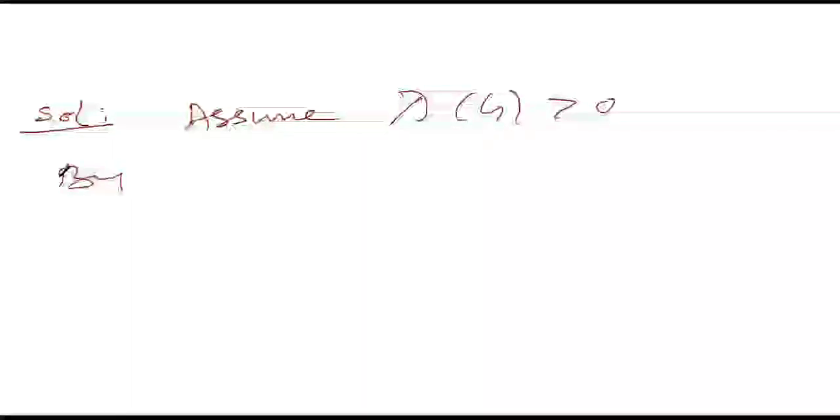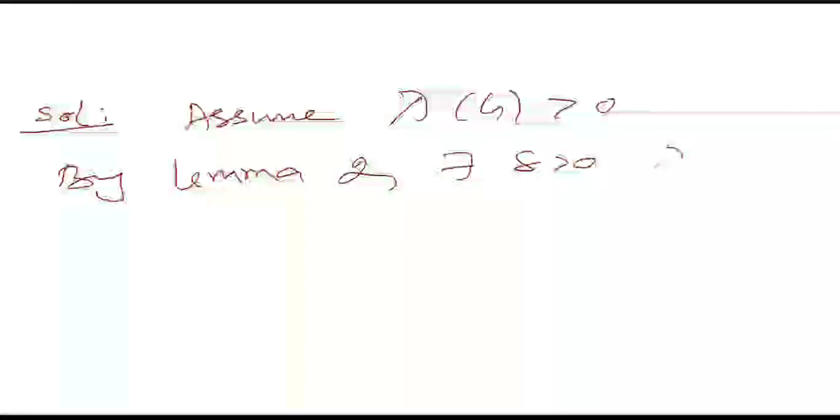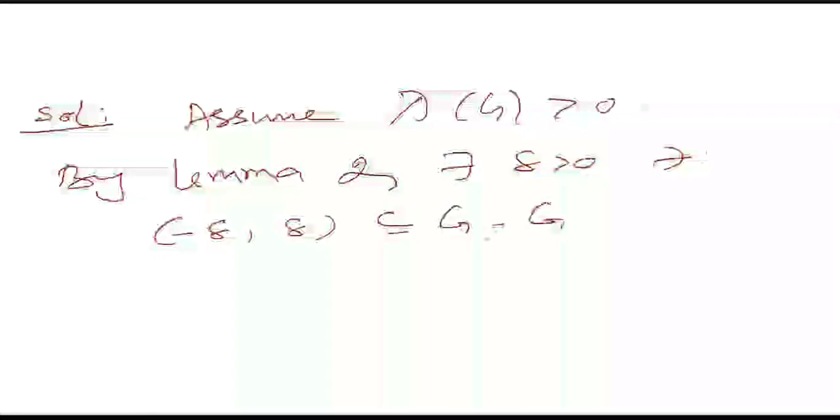So assume the Lebesgue measure of G is positive. By Steinhaus's theorem or by Lemma 2, there exists delta positive such that (minus delta, plus delta) is a subset of G minus G, but G minus G is the same as G because G is a subgroup of R.